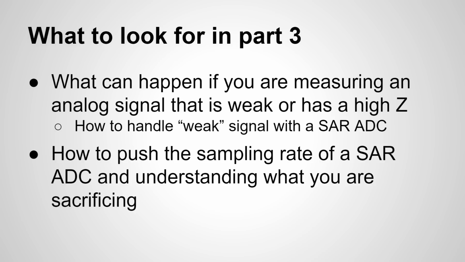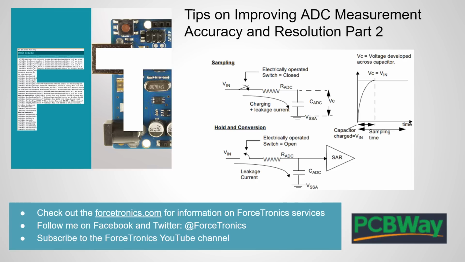Now that we understand how the SAR ADC works, let's talk about making sure we're making accurate measurements with signals that have high impedance, and how to overcome that, and actually making their impedance very low. And then we'll also talk about pushing the sample rate higher and some of the trade-offs you're doing. And in part 3, we'll show some real example measurements. I know that's always more fun when you see some real life examples. So that's what we'll do in part 3.